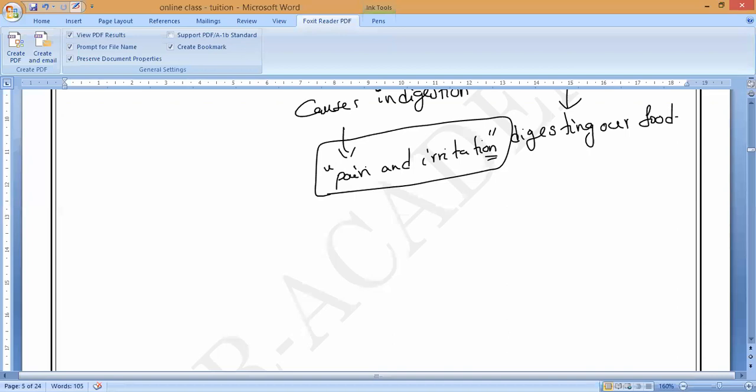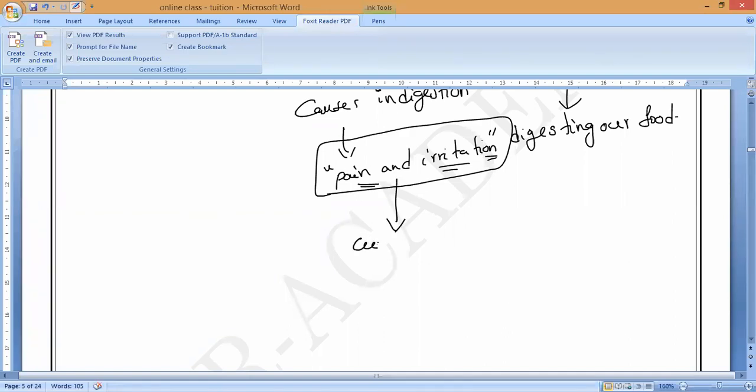It is very dangerous because, although it does not cause death, if the irritation and pain are too much, we cannot bear it. That is why the excess of acid in the stomach causes indigestion, pain, as well as irritation. So in order to cure this indigestion and get rid of pain, biology has told you what to do.